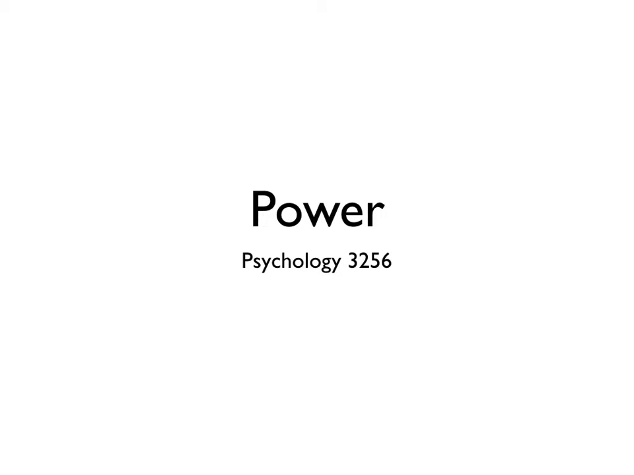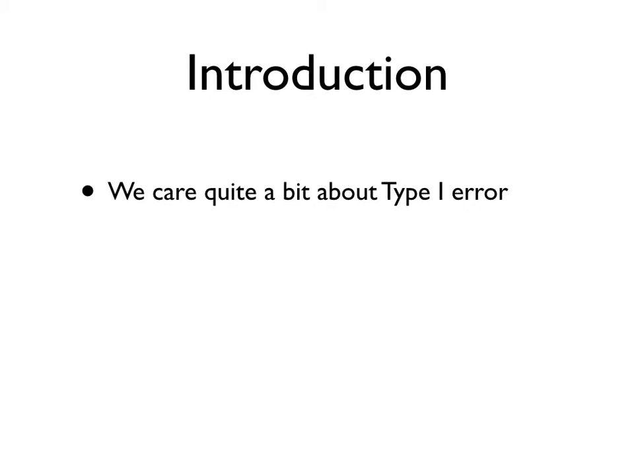I want to talk about power, statistical power. We care a lot about type 1 error. It's a thing that matters to us. We set our alphas, right? And we talked about this before. We set it at 0.05 simply because of Fisher and Yates and their discussions. But we set that ourselves.